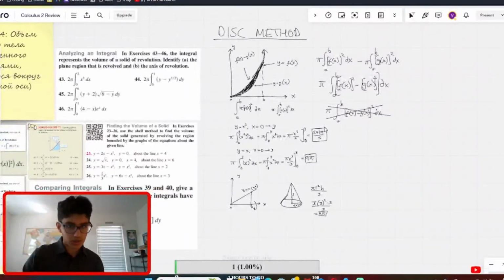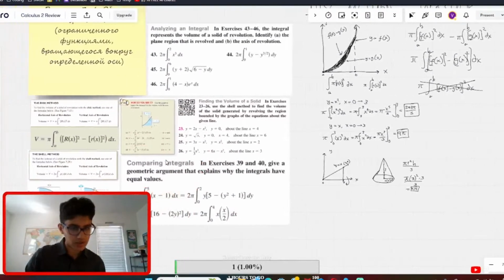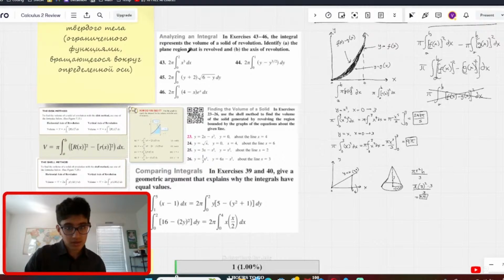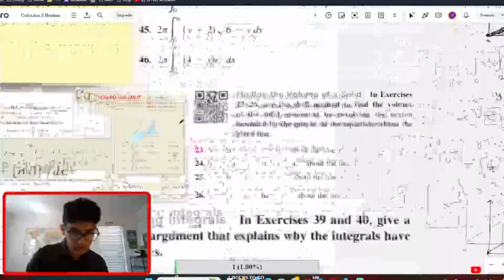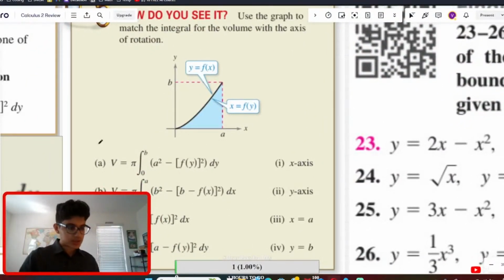Now that we've run through the disk and washer methods, this is the washer method. Now that we've done both of these, let's do a nice practice question. This is shell method. This is also shell method. These two are nice questions. Oh, there's also this one over here actually. So let's do this actually.